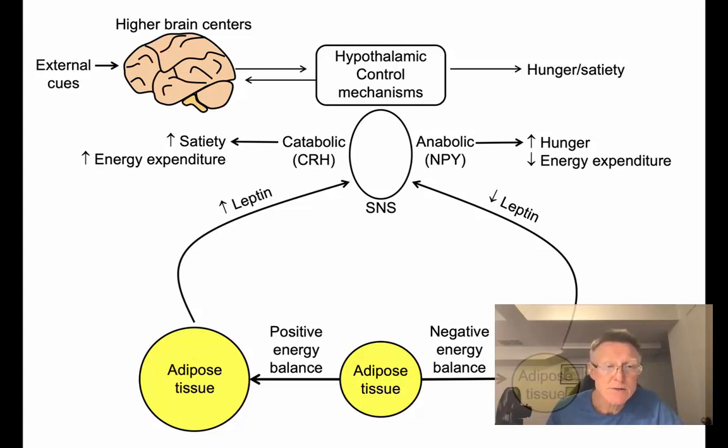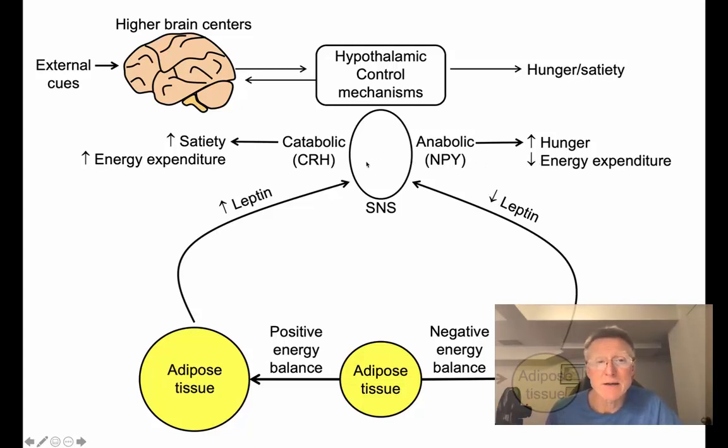Now in the circulation, the concentration of leptin increases and it travels to the brain, and the brain has many different areas that control food intake. But the hypothalamus specifically is where most of the controlling mechanisms are located. This is the oval in the middle here that we call the sympathetic nervous system. In the hypothalamus, there are two centers: one that controls satiety and energy expenditure, and another that controls hunger and energy expenditure also.